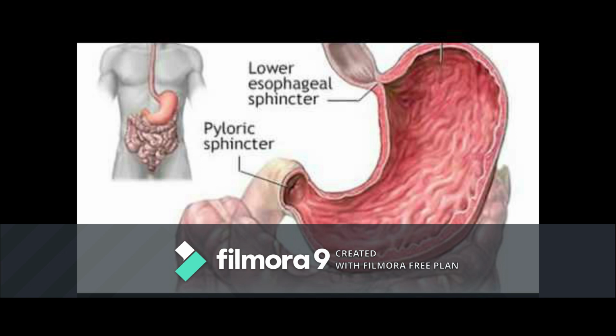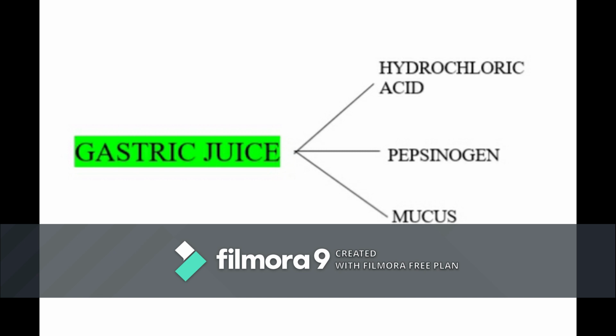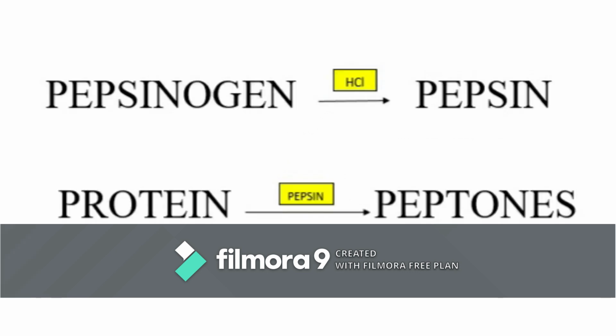The stomach contains a number of gastric glands. The enzyme pepsin digests the protein present in the food and converts it into small and simple molecules known as peptones. I hope it is clear to you all. Pepsinogen in the presence of HCl is converted into pepsin, and pepsin acts on proteinaceous food and converts it into peptones. That means protein is partially digested in the stomach. In this way, digestion of proteins present in the food starts in the stomach.